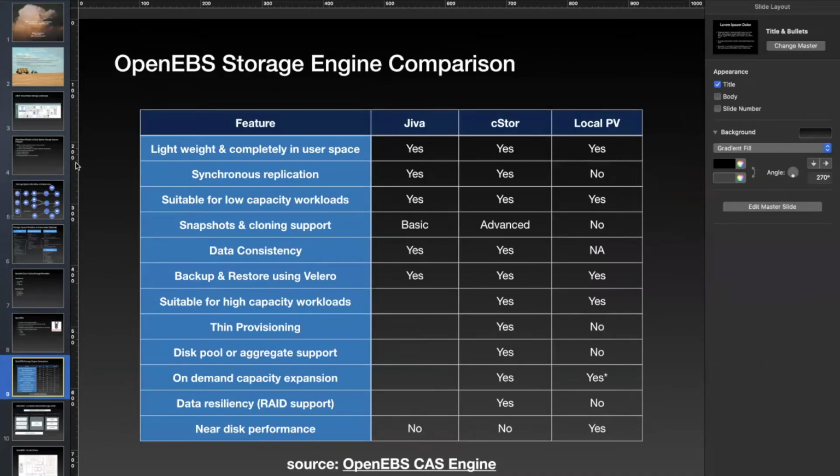This is a storage engine comparison within OpenEBS. As you can see, we have Jiva, Cstor, and local PV. And on this side, we have features, like lightweight and user space. Of course, thin provisioning is provided in Cstor. There are many features, and all of these are listed on the OpenEBS website. If you want to go into complete details of these features, you can visit the website.